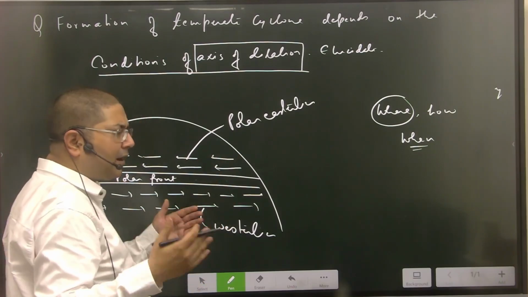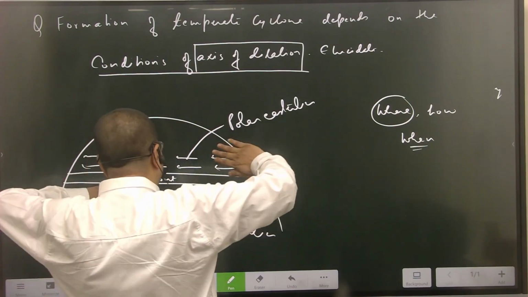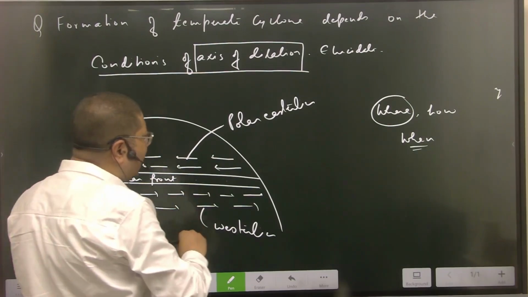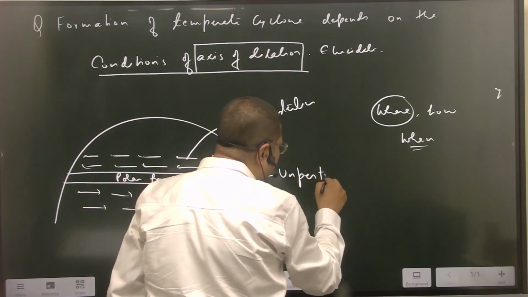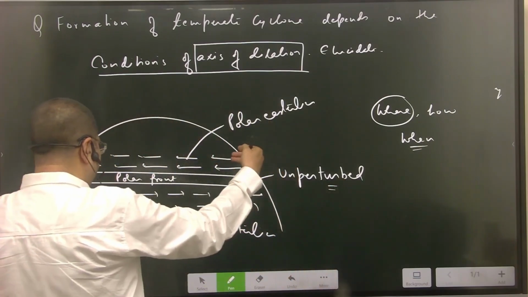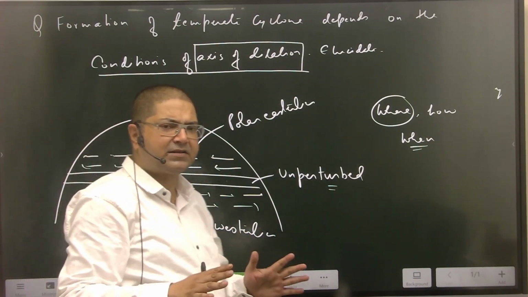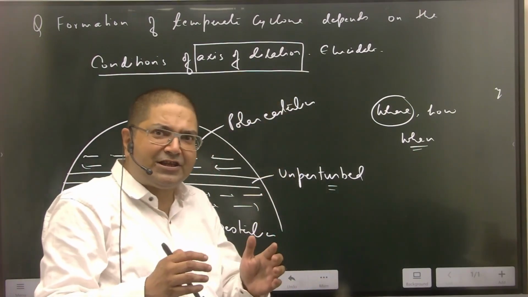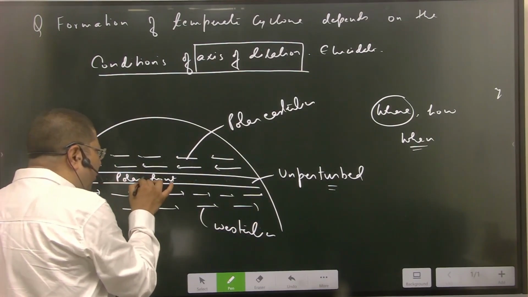Now, under normal conditions, when the polar easterlies and warm westerlies are blowing in parallel and opposite direction, this polar front is unperturbed. Unperturbed means undisturbed. There is no weather phenomena. Cyclogenesis, or formation of cyclone, will take place on this polar front.